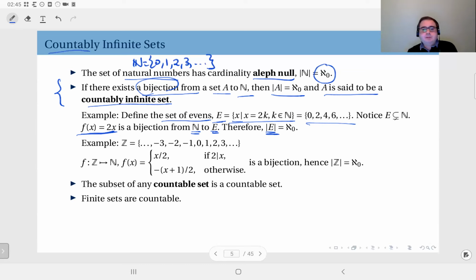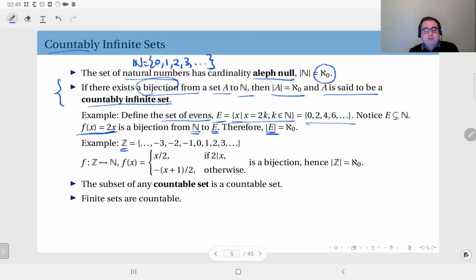So that's some property of infinity, let's say, which is a little bit difficult to grasp due to the way we think. So this set of evens, it's an infinite set, but it's not smaller than the set of natural numbers. It's in fact in cardinality the same.